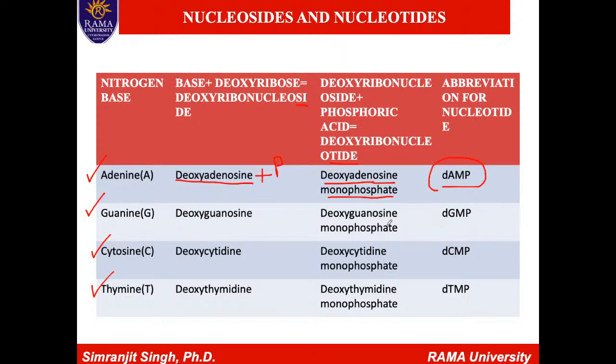And for guanine, it will be deoxyguanosine, yeah. For cytosine, it will be deoxycytidine, and for thymine, it will be deoxythymidine. And the same goes for the nucleotides and their abbreviations. Cool. So that was the difference between nucleosides and nucleotides.